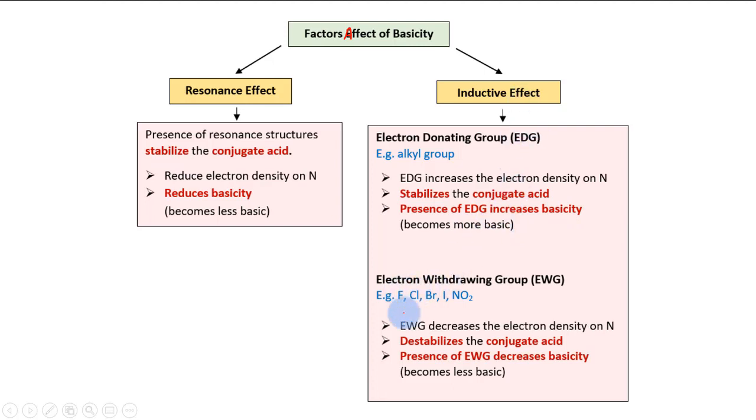On the other side, in the presence of an EWG, the EWG will decrease the electron density on nitrogen, making it less able to donate the lone pair. So it destabilizes the conjugate acid and it decreases the basicity. So amines become less basic.